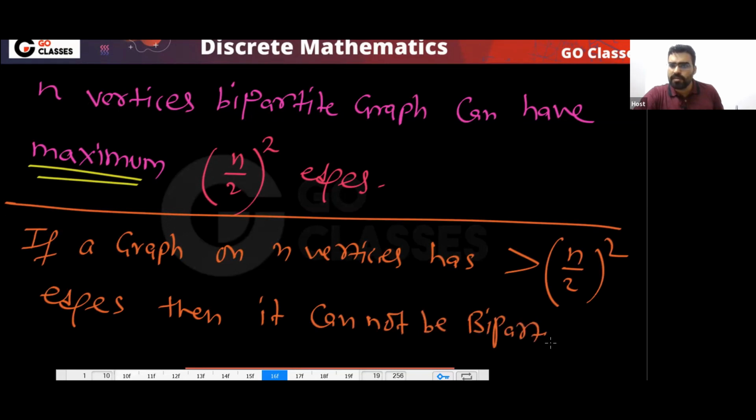So this is very simple. It cannot be bipartite. Yes or no? If you have a bipartite graph on n vertices, then maximum these many edges can be there.